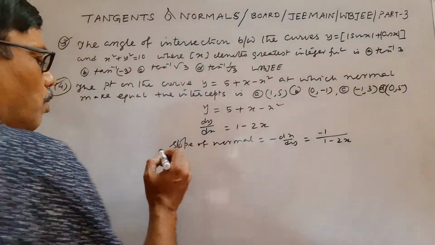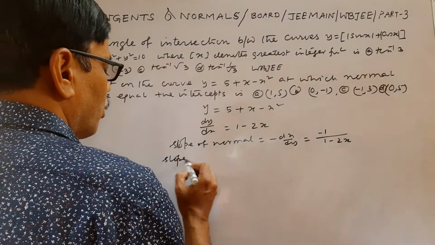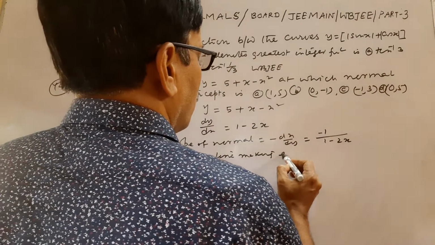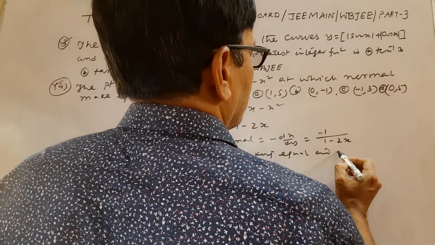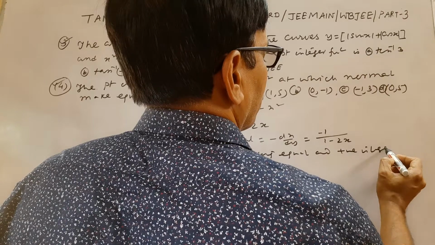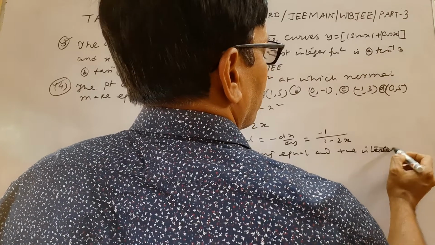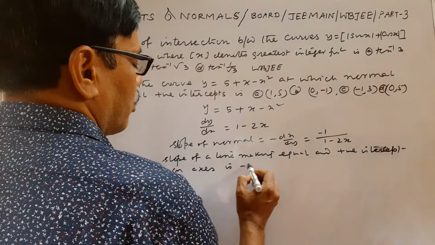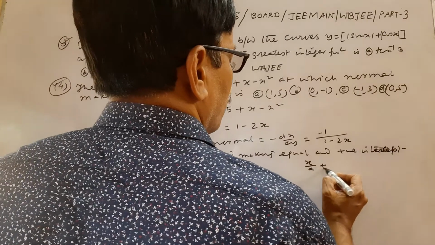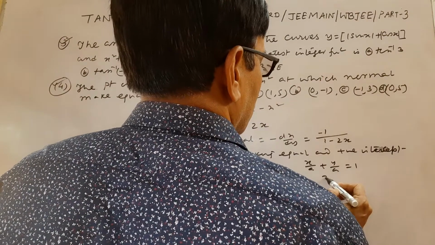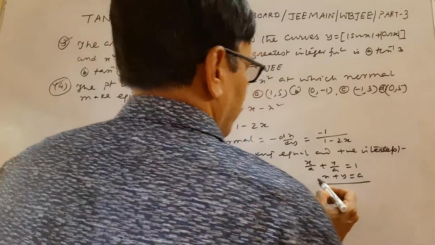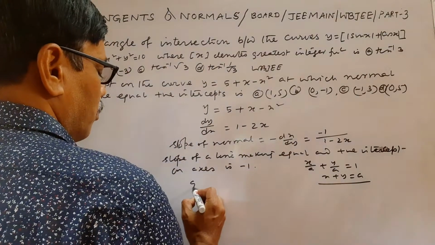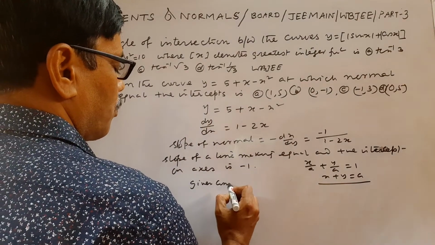Now slope of a line making equal and positive intercept on axis is minus 1, because x by a plus y by a equals 1. So x plus y equals a. So slope is minus 1. So given condition, what is given condition? So slopes are same.